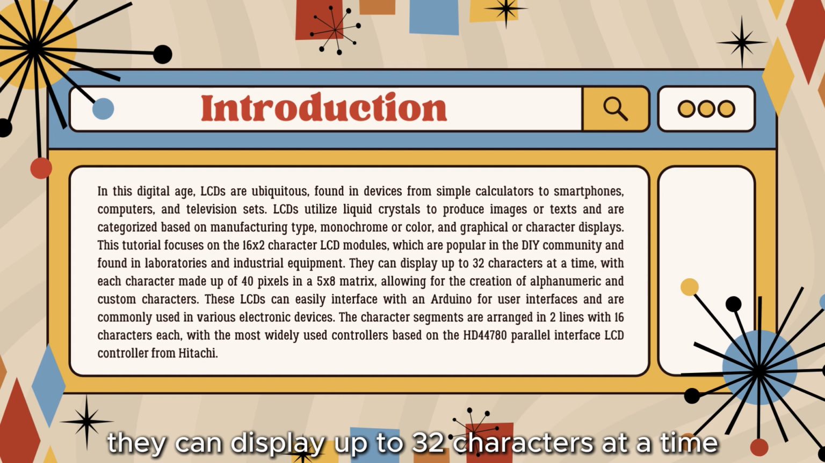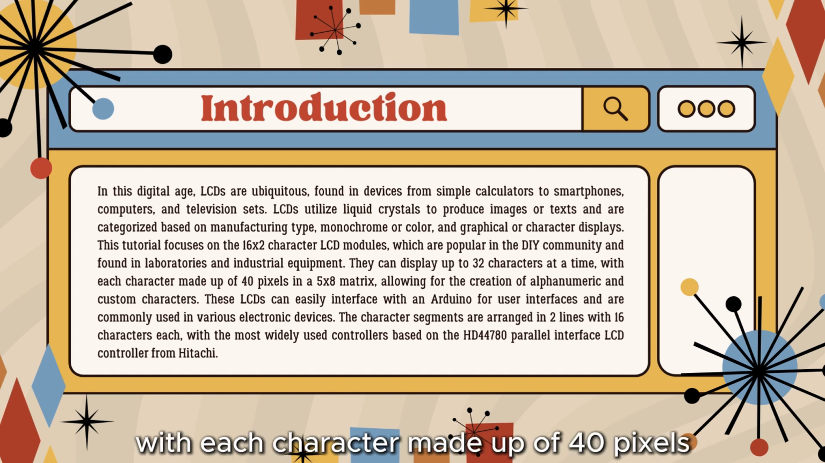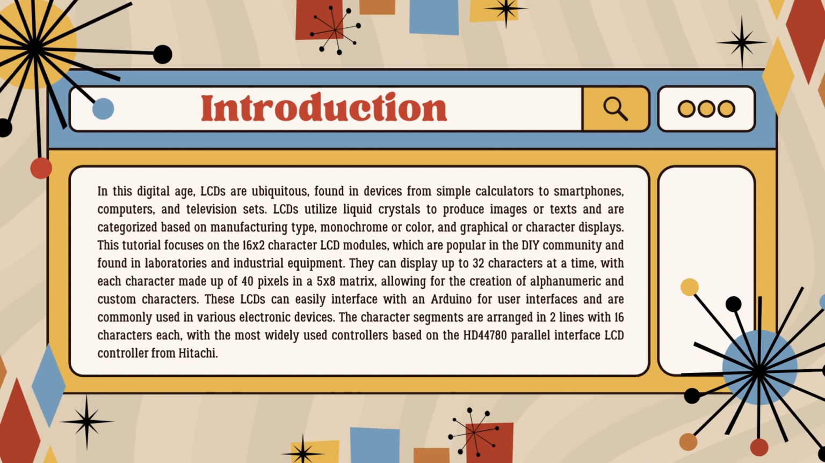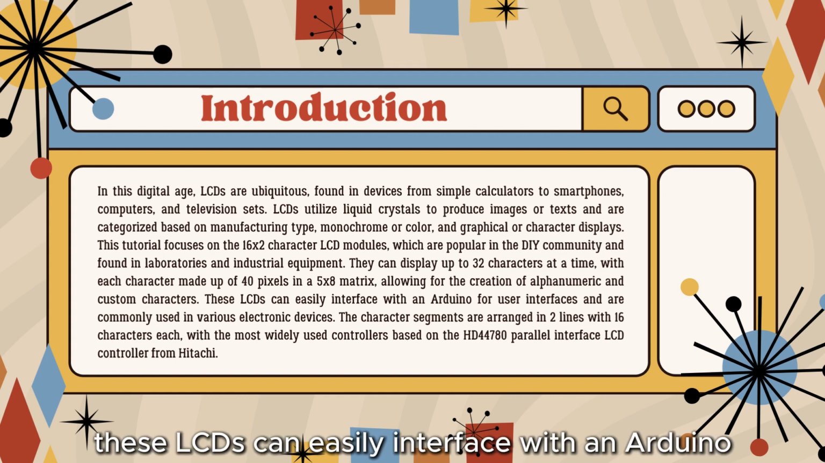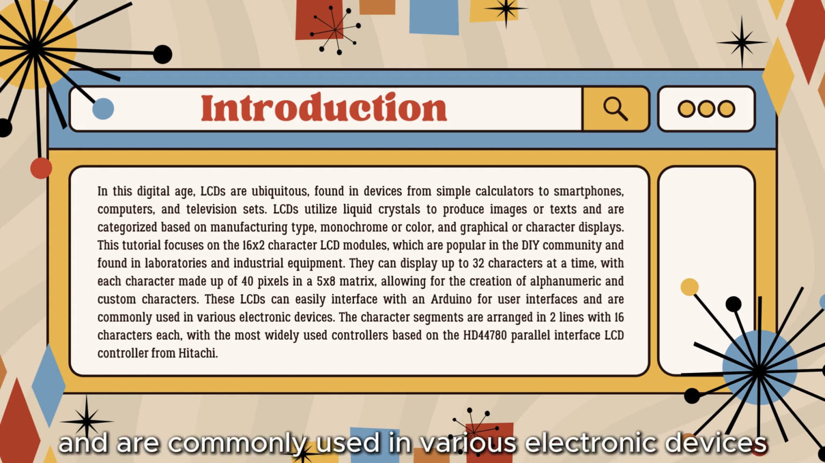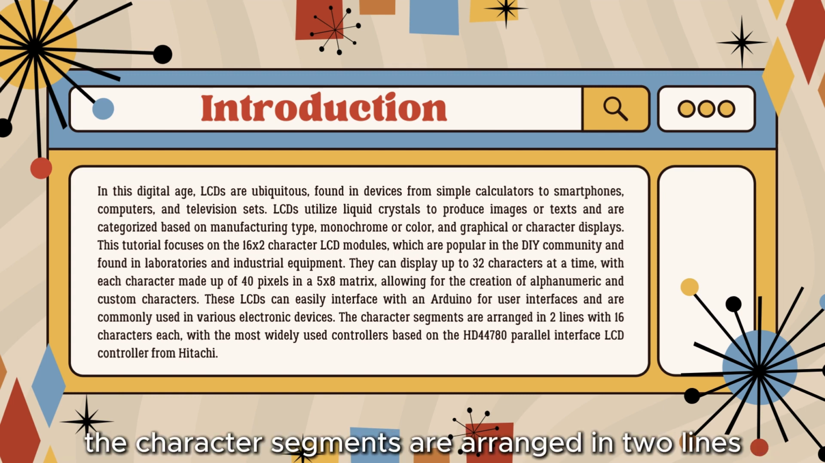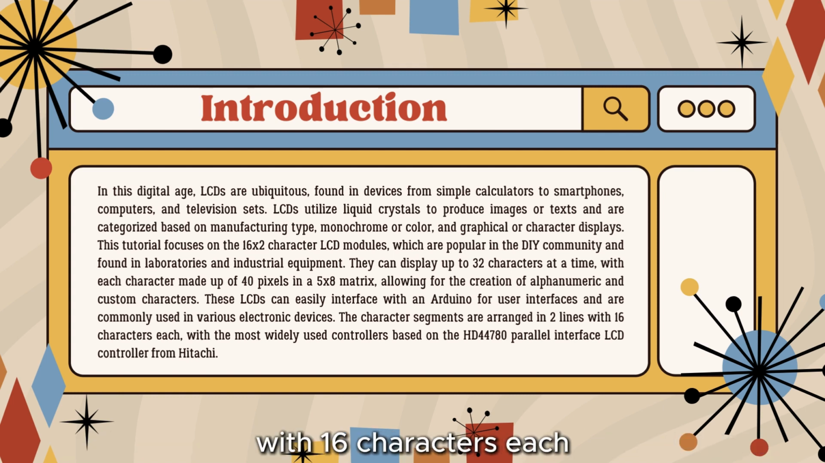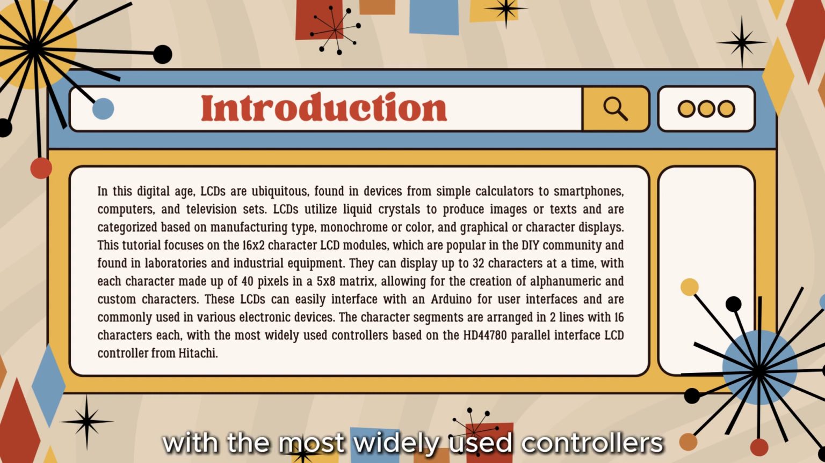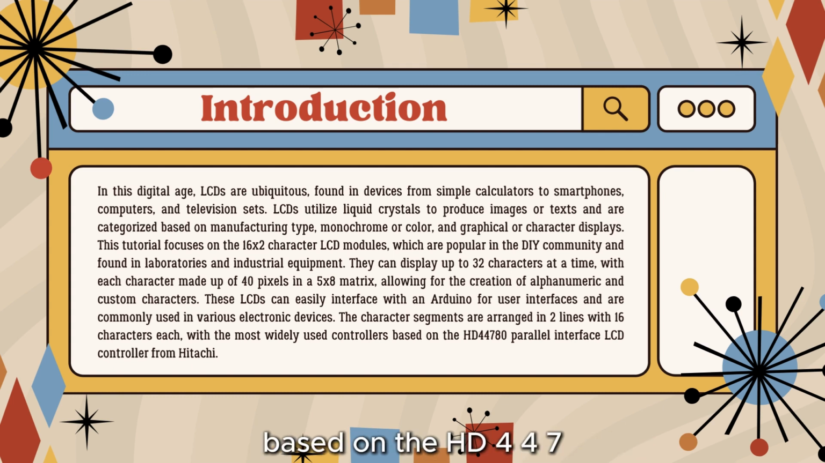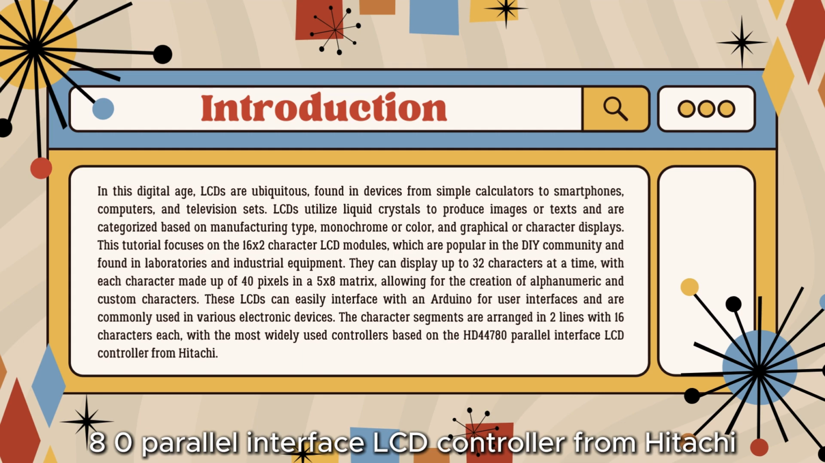They can display up to 32 characters at a time, with each character made up of 40 pixels in a 5x8 matrix, allowing for the creation of alphanumeric and custom characters. These LCDs can easily interface with an Arduino for user interfaces and are commonly used in various electronic devices. The character segments are arranged in two lines with 16 characters each, with the most widely used controllers based on the HD44780 parallel interface LCD controller from Hitachi.